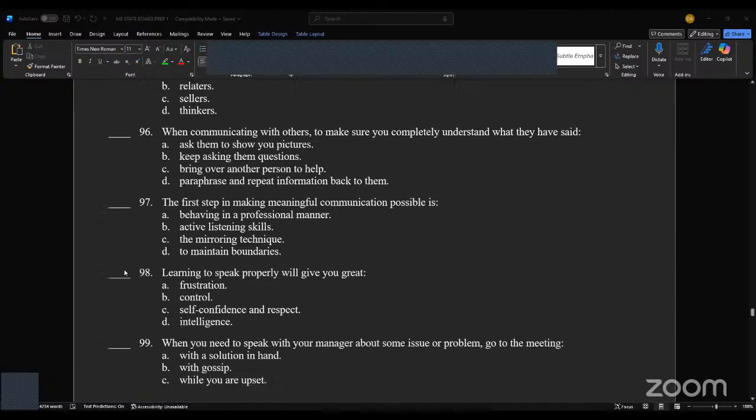Okay. 98, learning to speak properly will give you great frustration, control, self-confidence and respect, intelligence. And 98 is going to be C, self-confidence and respect. 98 is C, learning to speak properly will give you great self-confidence and respect. That deserves a round of applause.